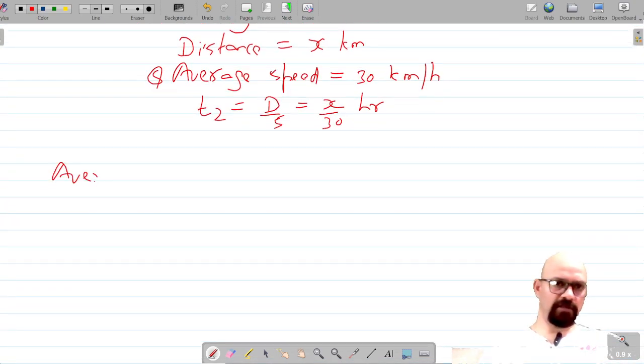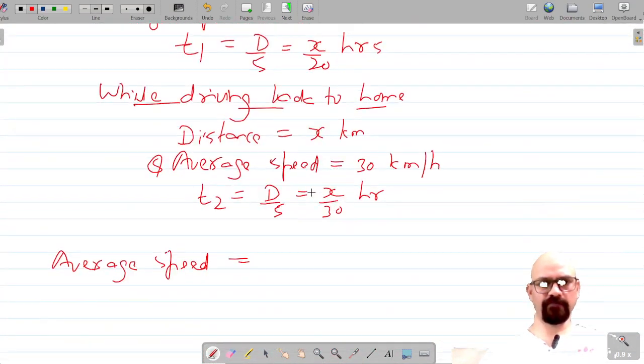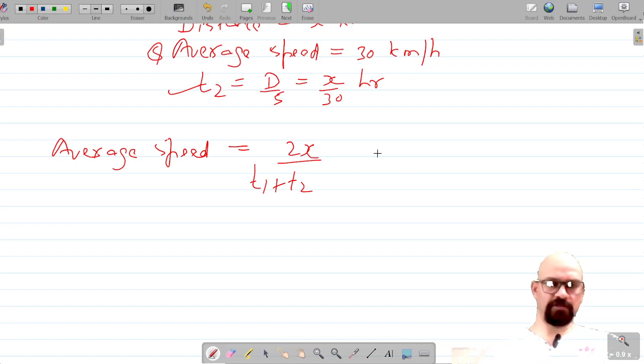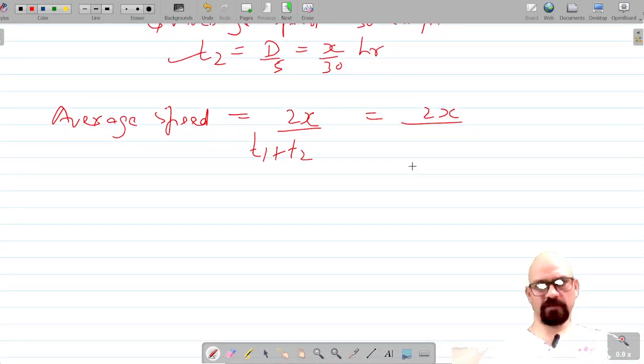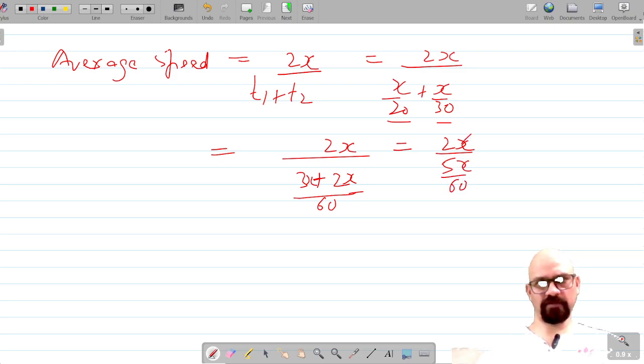Now let's find out the average speed for the whole trip. So that is equal to total distance by total time. Total distance here is 2x, x plus x, 2x. And total time is t1 plus t2, which is equal to 2x upon x by 20 plus x by 30. So this is equal to 2x, and the LCM of 20 and 30 is 60. So this is 3x plus 2x. Now this is equal to 2x upon 5x by 60, and x gets cancelled.